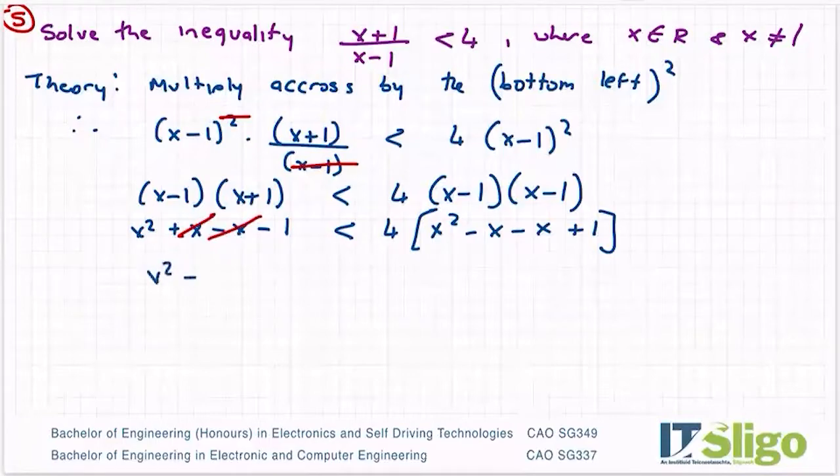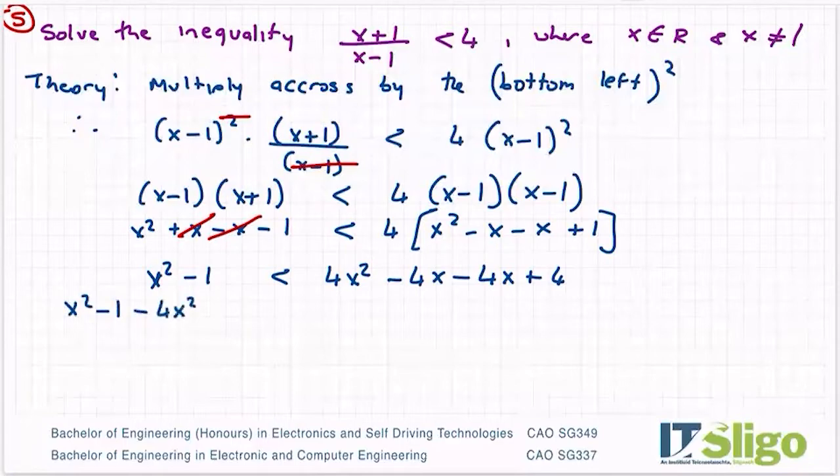So I have x squared minus 1 being less than 4x squared minus 4x minus 4x plus 4. Okay, I'm going to bring everything over to the left. Minus 4x squared plus 4x plus 4x minus 4 is less than 0.